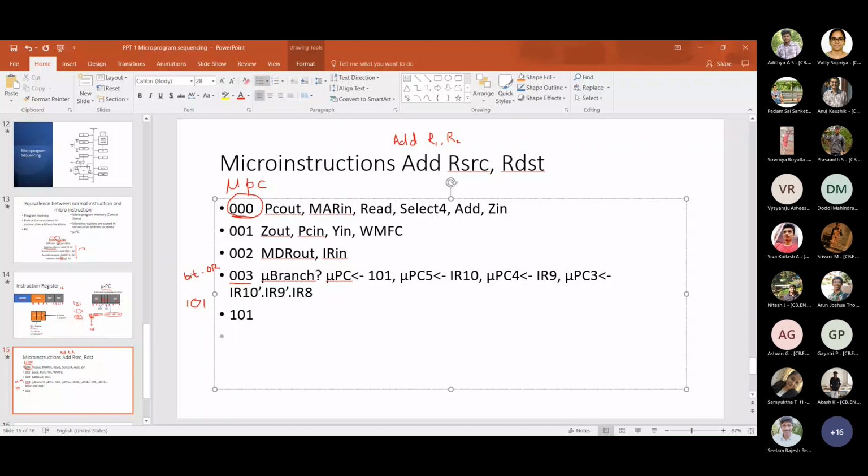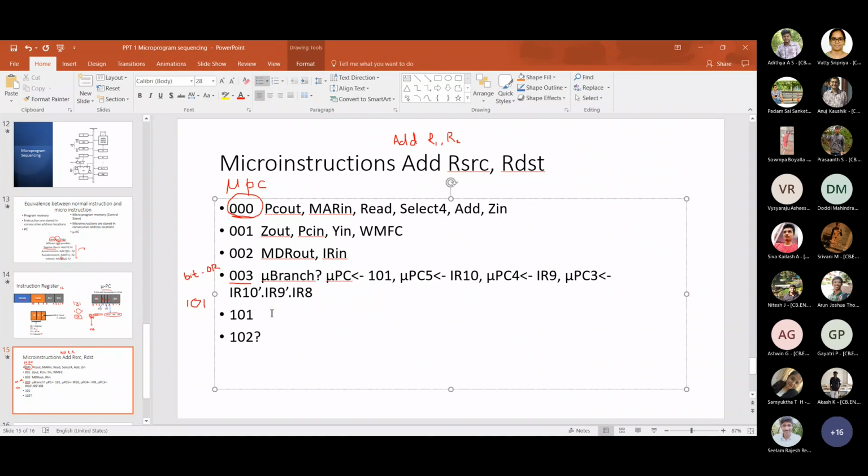So that would be 102. All the micro instructions are stored in consecutive address locations. So the next instruction should be stored in address location 102. Okay. So address location 102. What will be there in 102? You have to note it down. It's not there in your textbook. You have to note it down.